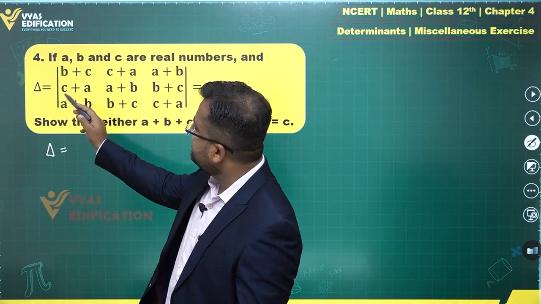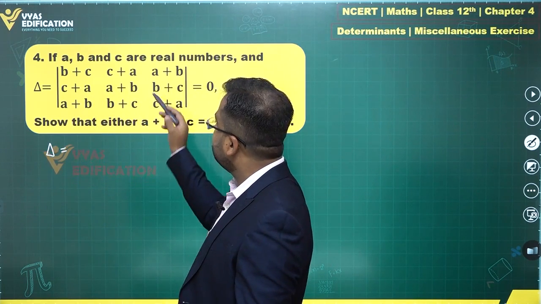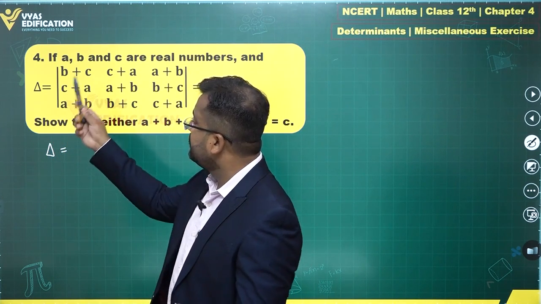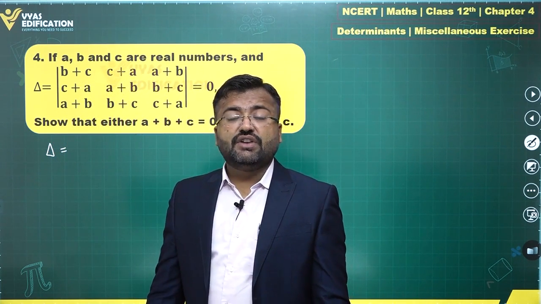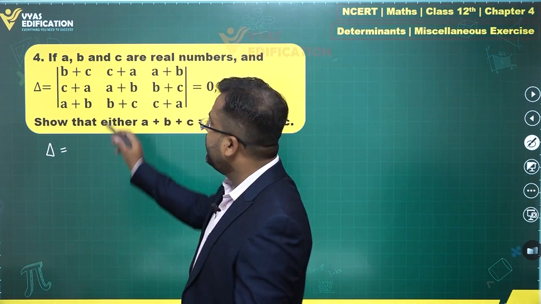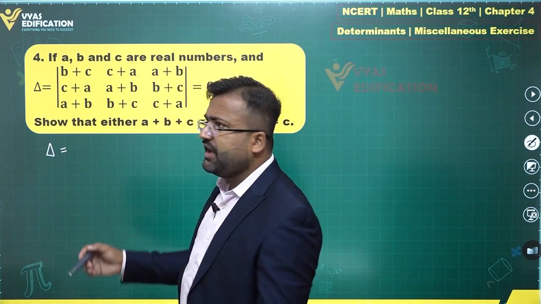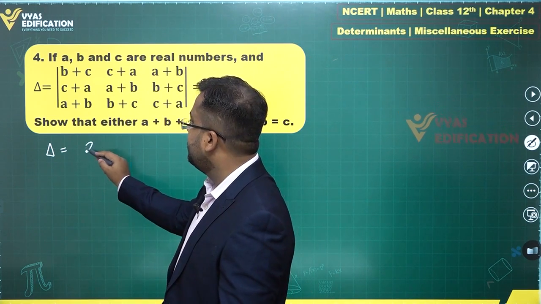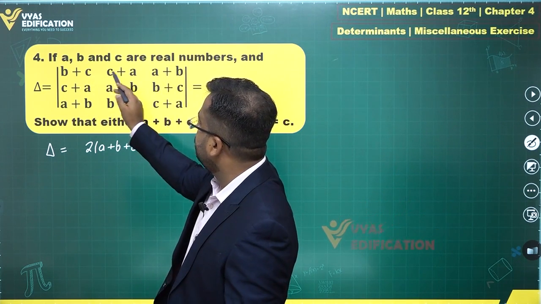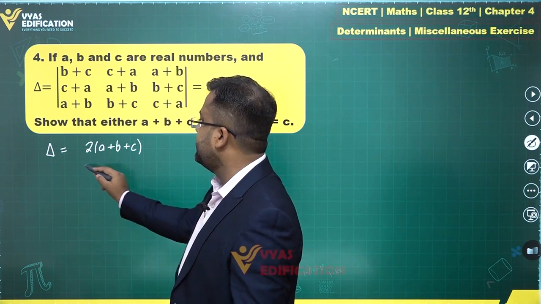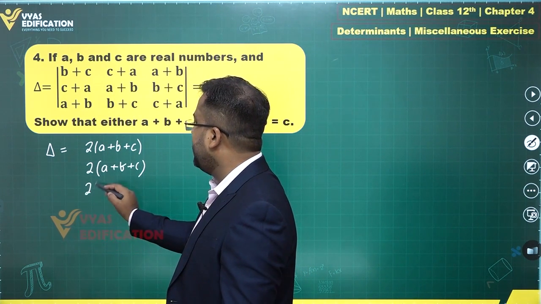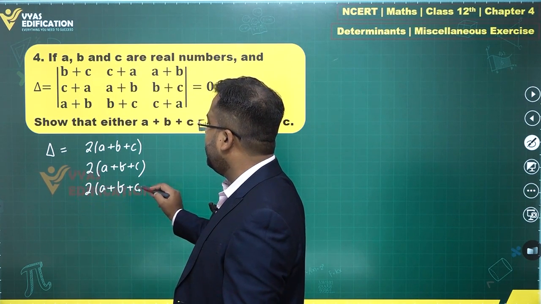What do we have? We have B plus C, C plus A, A plus B, B plus C. We have similar kinds of terms, right? Let's add them along this. What we'll do is replace C1 by C1 plus C2 plus C3. Is that okay? Yes. So what you get is B plus C plus A plus B is simply equal to 2 times A plus B plus C. B and B will get 2B, 2C, 2A, 2 times A plus B plus C. Similarly, in the next row, you'll get 2 times A plus B plus C and 2 times A plus B plus C here as well.